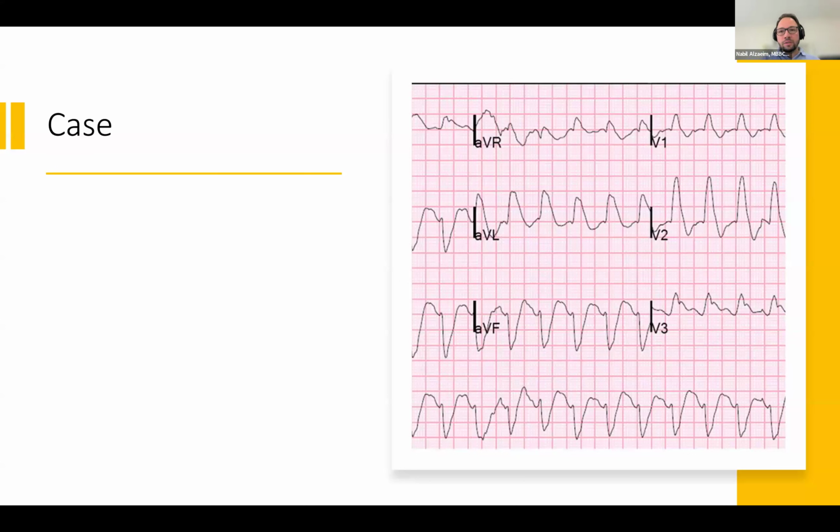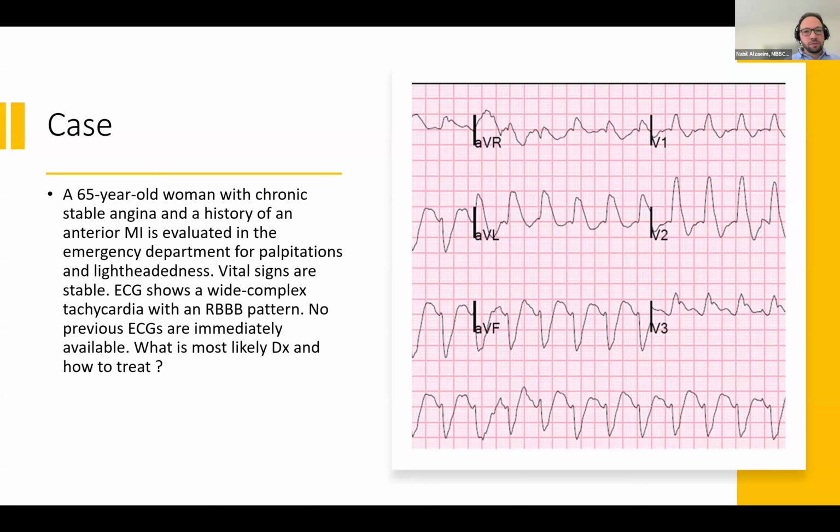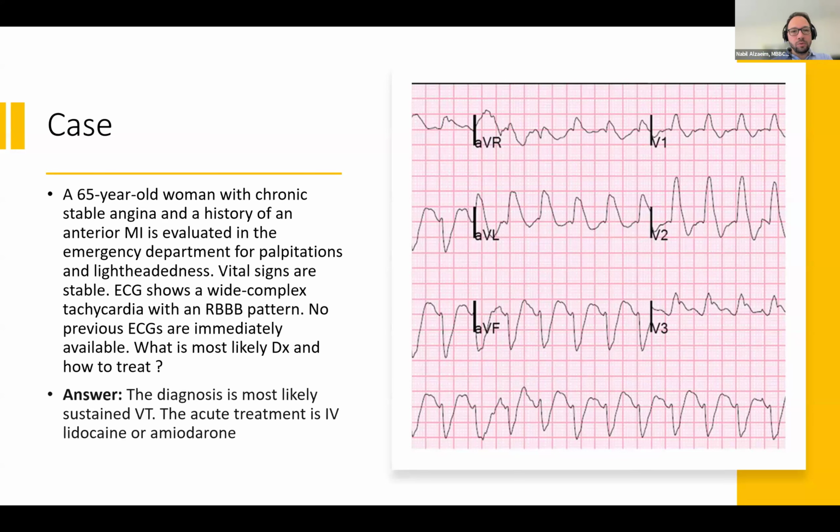So here is a case, and you don't have to answer that. A 65-year-old woman with chronic stable angina and a history of anterior MI is evaluated in the ER for palpitations and lightheadedness. Vitals are stable. EKG shows wide complex tachycardia with right bundle branch block, and there is no previous EKG to compare. What is the most likely diagnosis and how to treat? We treat wide complex tachycardia as sustained VTAC. Treatment is IV amiodarone or lidocaine.